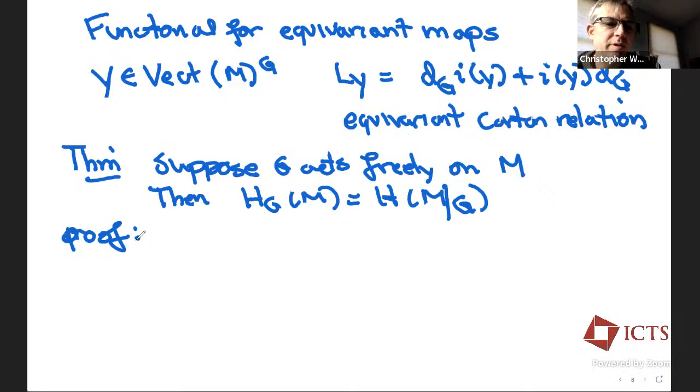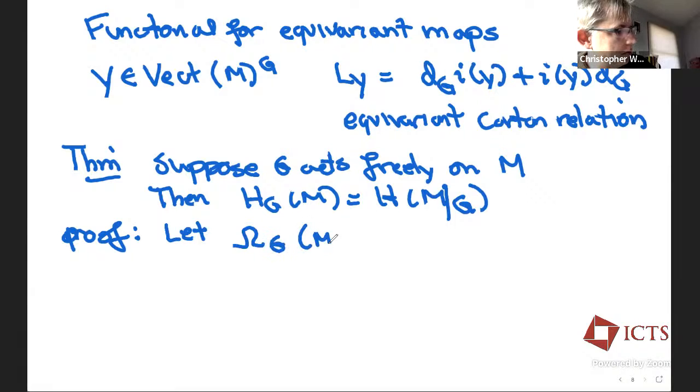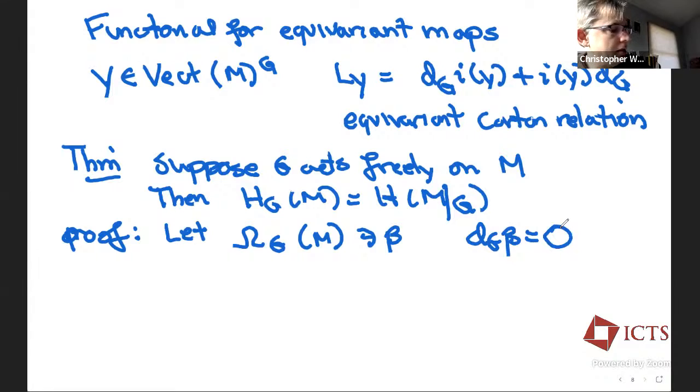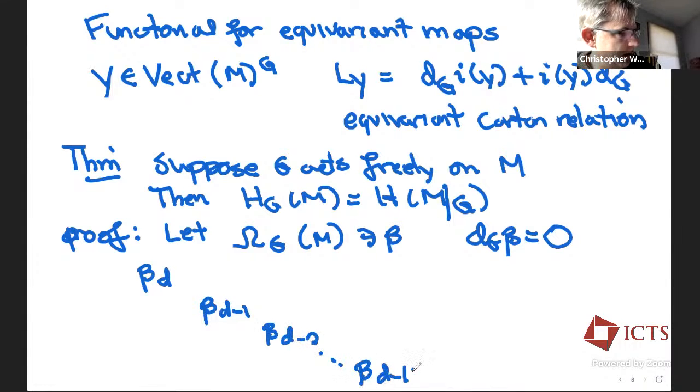Well, how do you see this? Well, suppose I have an equivariant class which is closed under dG. So I can write out the components of beta in a chain.